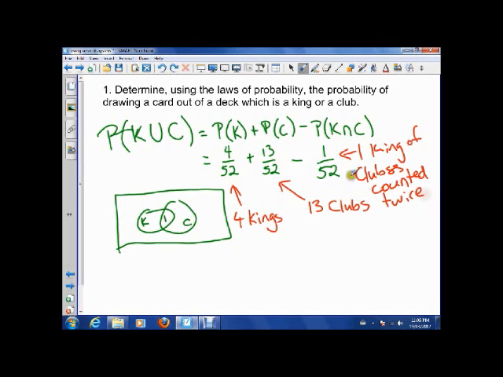Right? So we have to get rid of it once because we only want to count it once. So we get our final answer, which is 4 plus 13 minus 1, which is 16 out of 52, and we can reduce that to 4 out of 13. So the probability of getting either a king or a club is 4 out of 13. Okay?